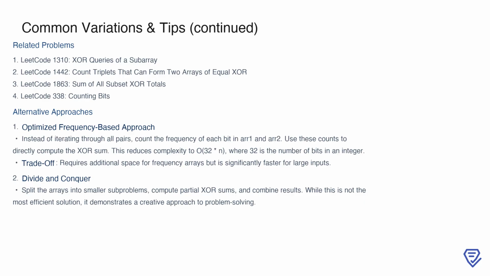Another creative approach is divide and conquer. By splitting the arrays into smaller subproblems, you can compute partial XOR sums and then combine the results. Although this method may not be the most efficient, it demonstrates ingenuity and a different way of approaching the problem.